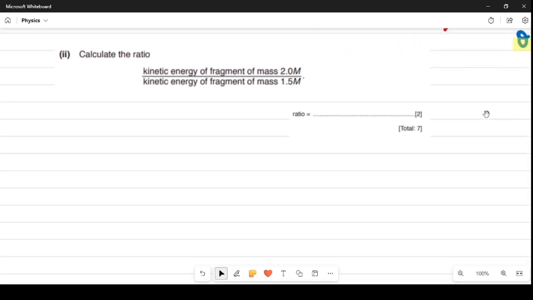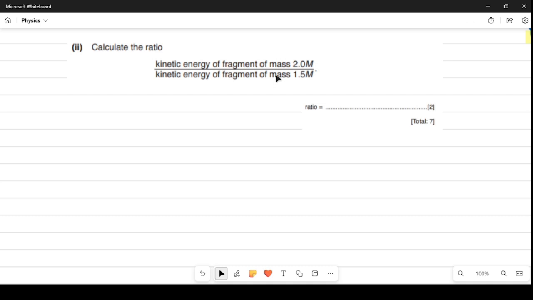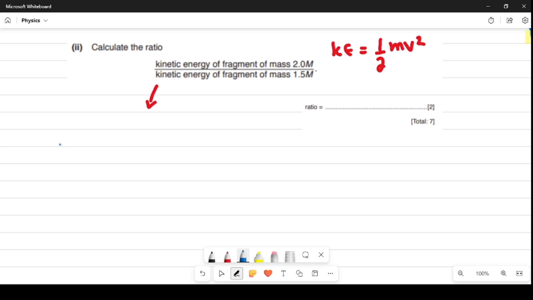Okay, what is the second one saying? Calculate the ratio of kinetic energy of fragment of mass 2m and kinetic energy of fragment of mass 1.5m. So we do know, since we are very intelligent people, that kinetic energy is equals to 1 over 2 mv square. And this is what we're going to use here. So our ratio will basically be, so I'm directly plugging in the values, but this is the formula that I will be using. So kinetic energy of fragment of mass 2m. So let's do that. 1 over 2 m. So mass 2m, it has a mass of 2.0 m.